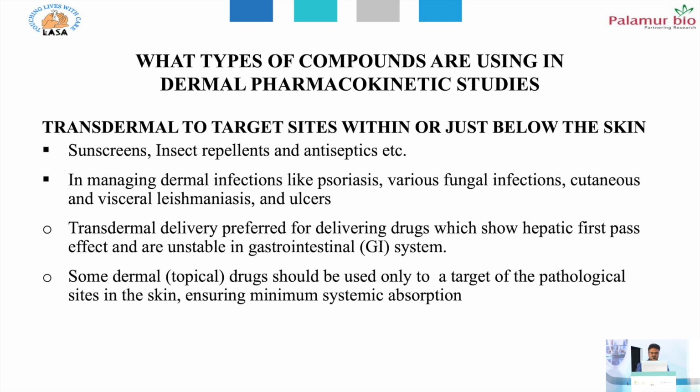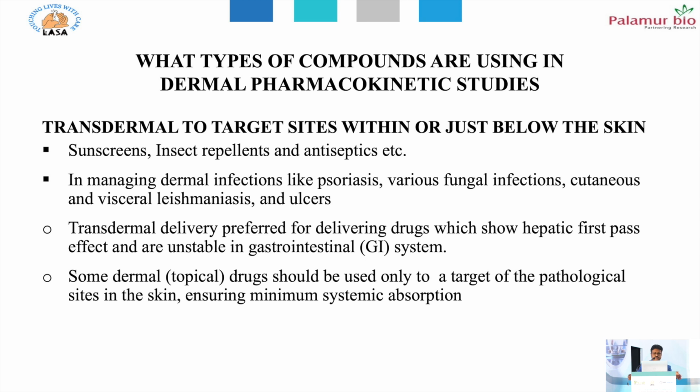So what types of compounds are used in dermal pharmacokinetics? Transdermal sites: the drugs which you have to apply topically and you need to have their action topically. And these drugs need not be absorbed systemically. That means you are using an antiseptic or a sunscreen that is supposed to remain at the topical level. It should not get absorbed systemically. So these kinds of different properties are used to formulate this kind of formulation, and this tells why dermal pharmacokinetics is important.